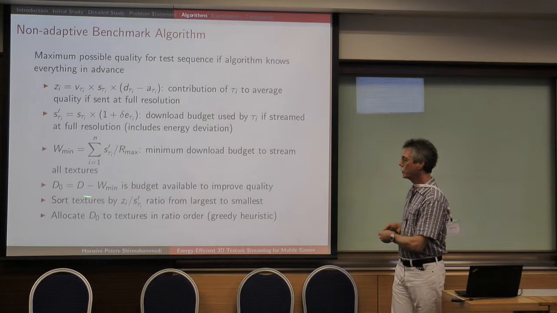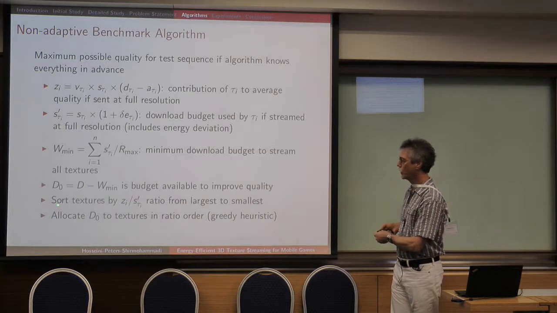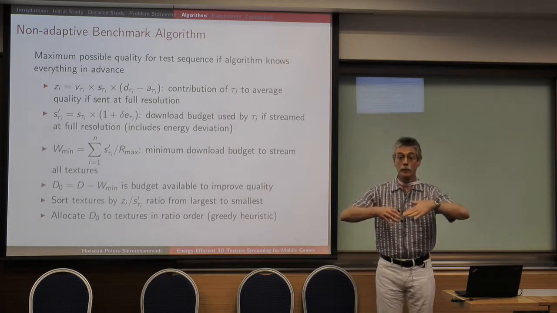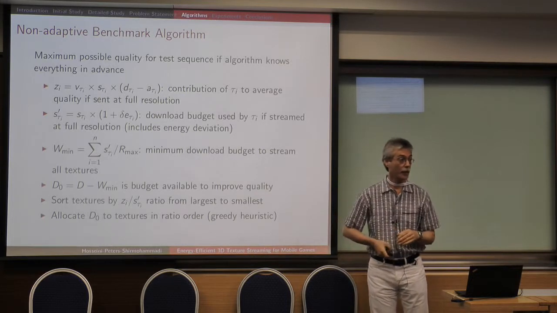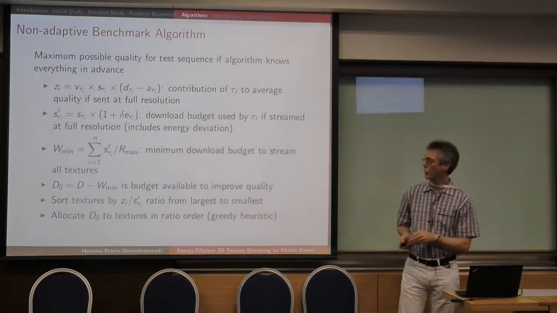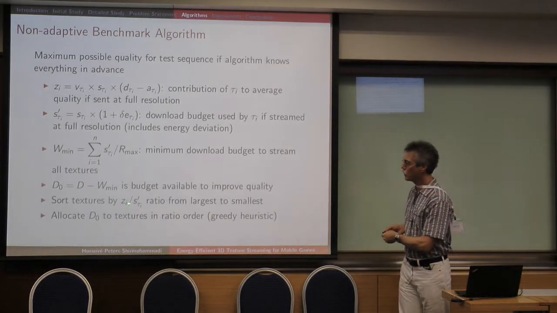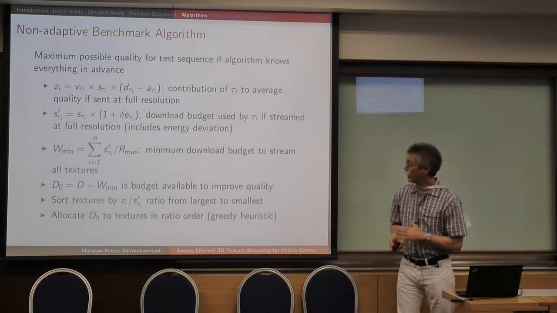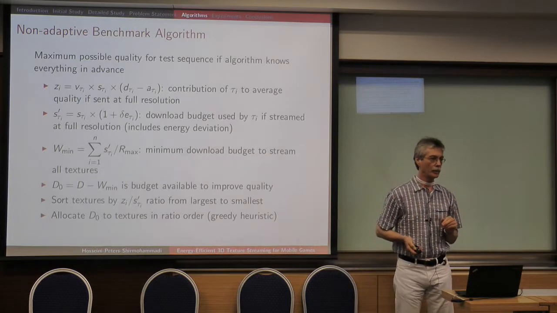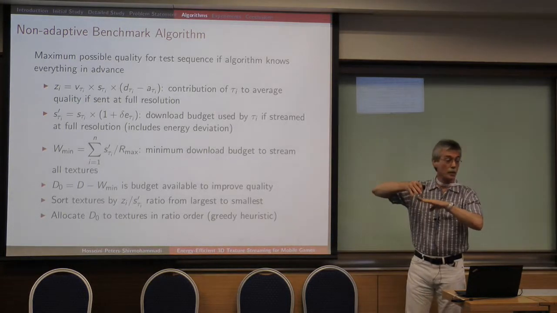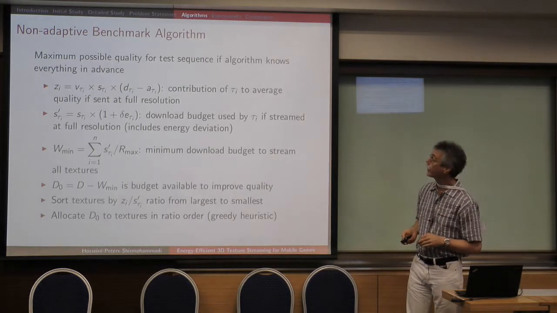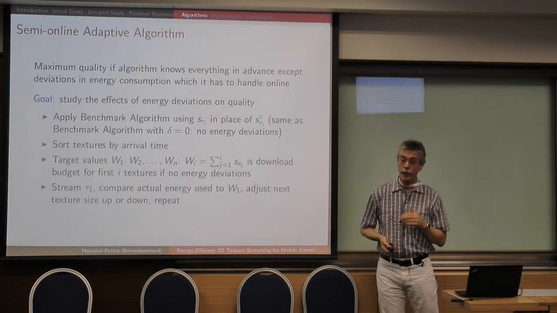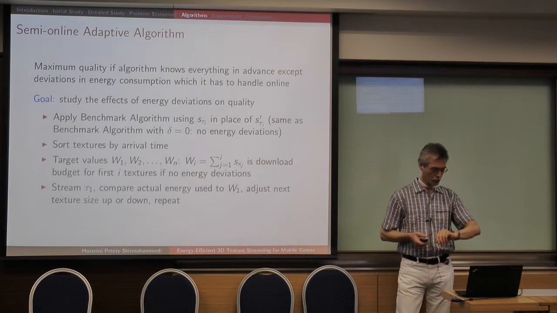So we sort them by this ratio from largest to smallest and just allocate download budget to them in that order. It's a standard greedy heuristic, which basically gives you the most quality per unit of size. And this got us within a couple of percent of optimal. We can estimate the error bound quite accurately. So this is our benchmark, and then we had two algorithms that we compared to it.